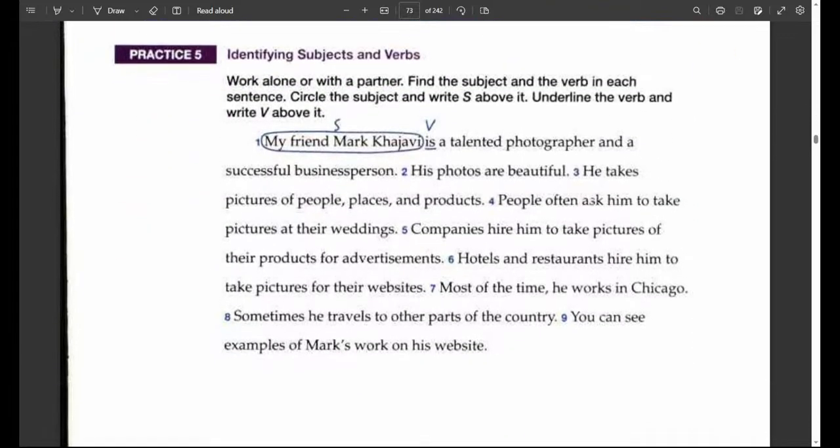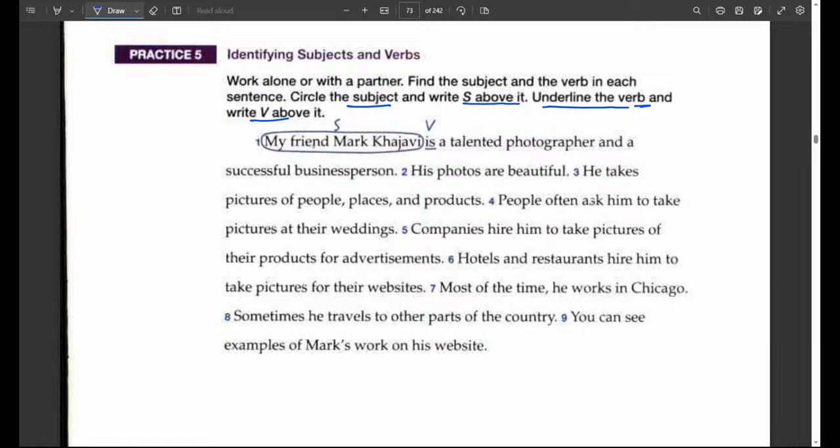So now we come to our practice. Practice 5. Identify subjects and verbs. Work alone or with a partner. Find the subject and the verb in each sentence. Circle the subject and write S above it. Underline the verb and write V above it.